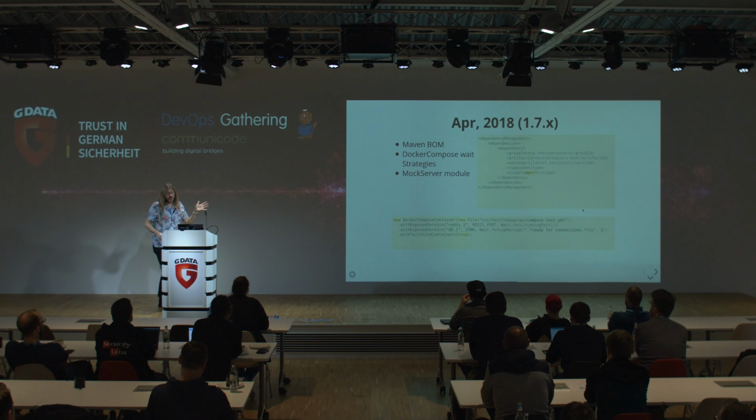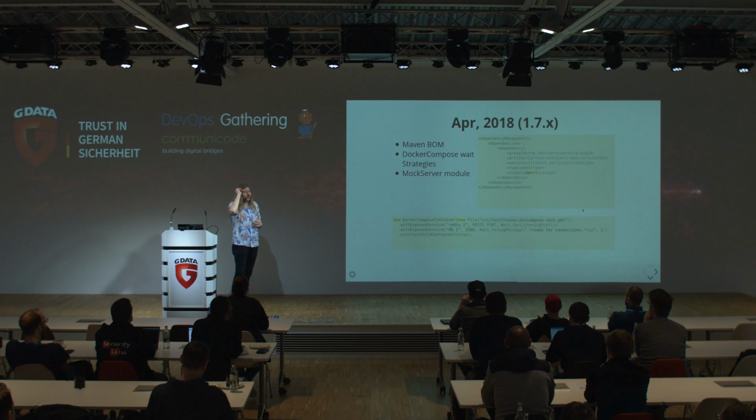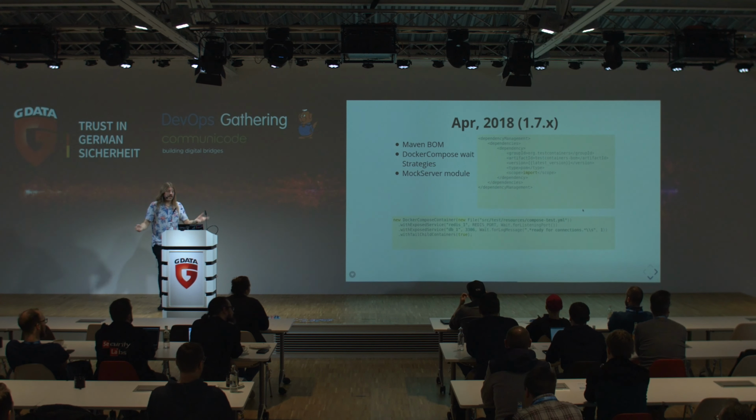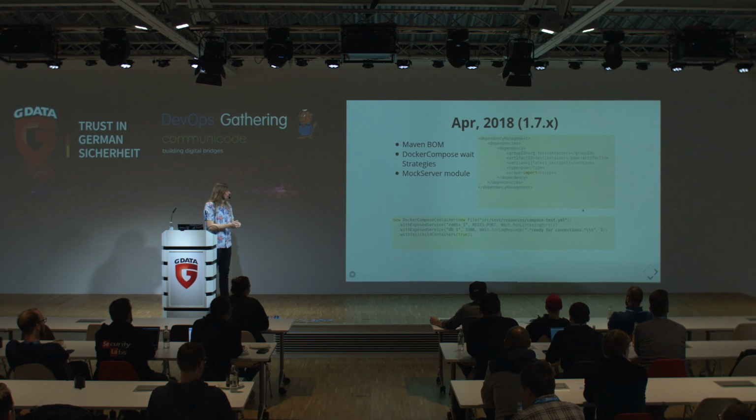In the next version, 1.7, we got support for Maven BOMs, Maven bill of materials. So if you are using multiple different Testcontainers modules, you can just use the Maven BOM instead now, and then you don't have to specify the version numbers of each Testcontainers module. Yeah, with Gradle, it now also supports Maven BOMs.